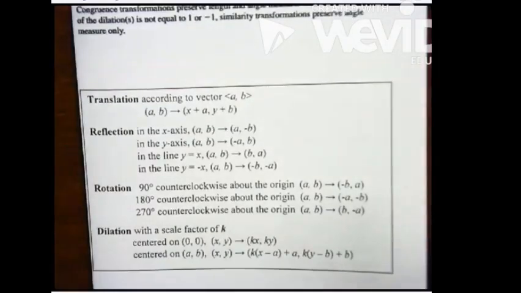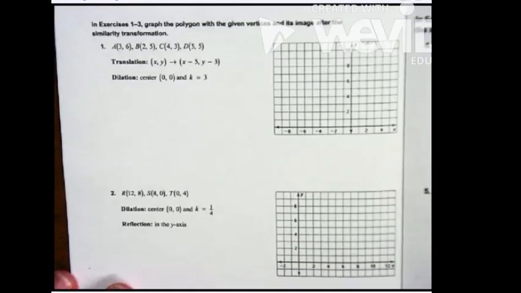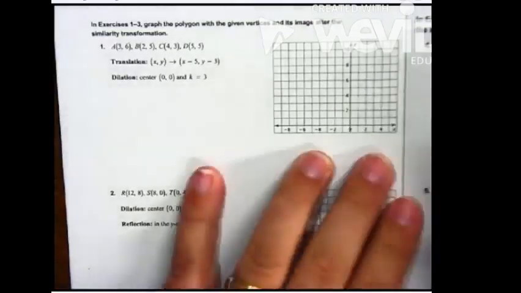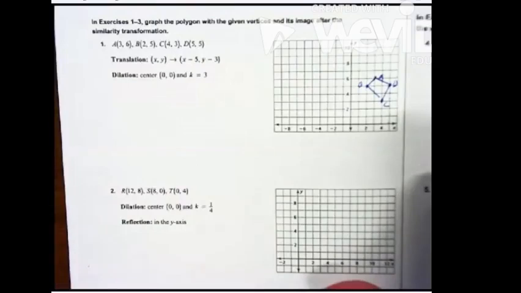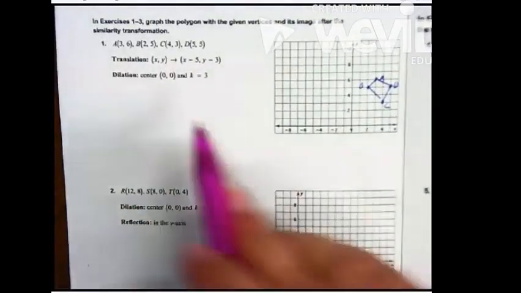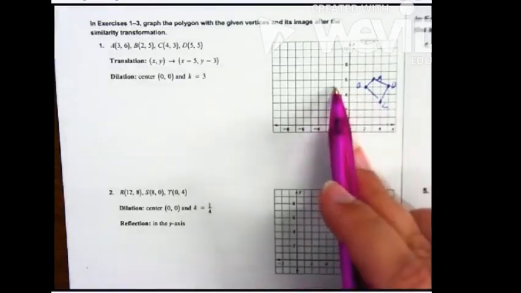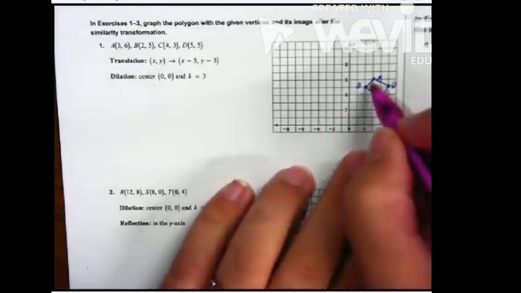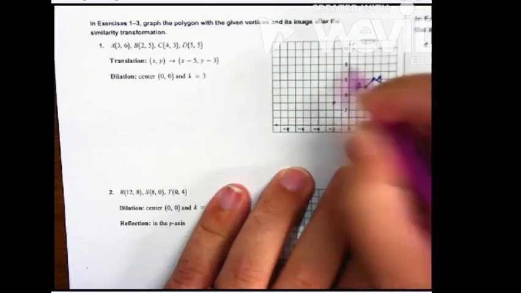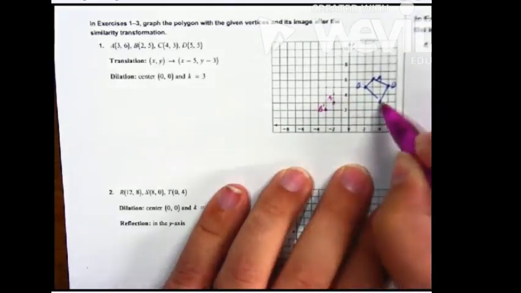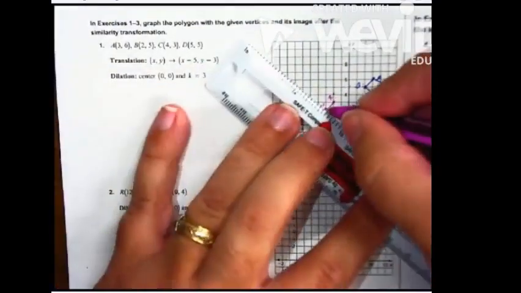All right, so let's take a look at some of these examples. On these first three, 1 through 3, we want to graph the polygon with the given vertices and its image after the similarity transformation. So step 1, graph the original quadrilateral ABCD. We want to translate this according to the rule x minus 5, y minus 3. All that's going to do is take all of the x values, move them 5 to the left, and then all the points are going to go down 3. So we take point A and go over 1, 2, 3, 4, 5, and down 1, 2, 3. Right there, A. And we do the same thing with the other 3 points, connecting our points with a straight edge.